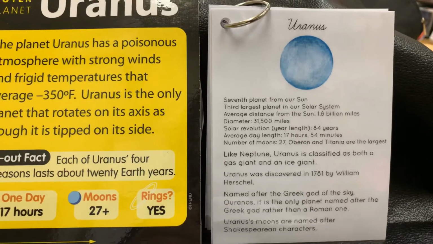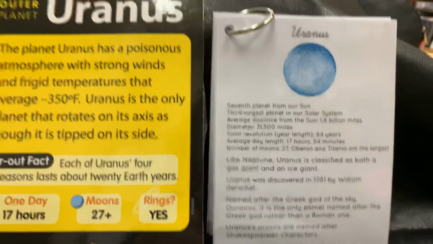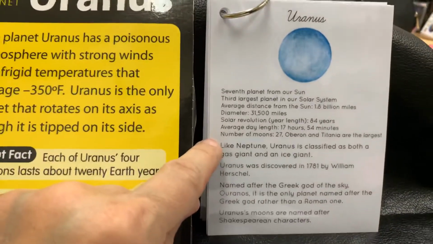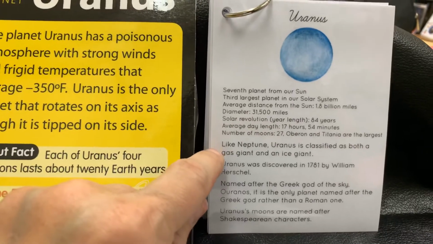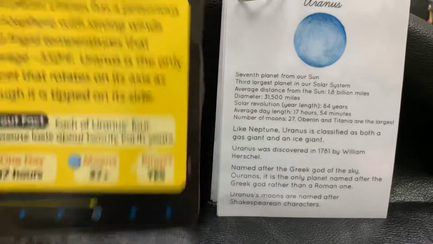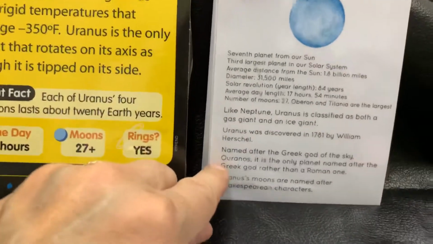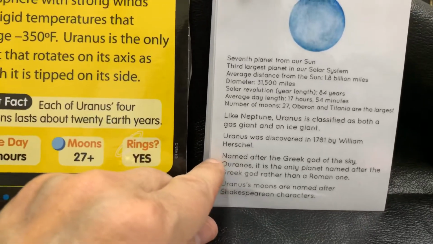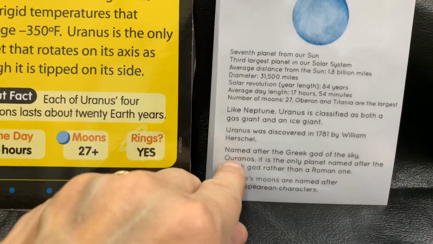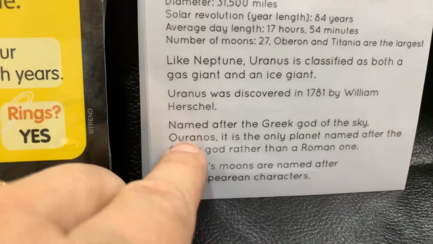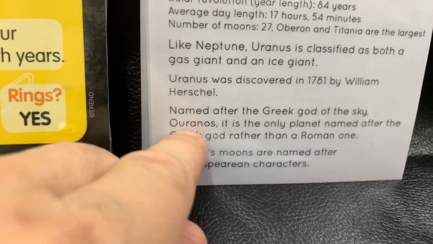Named after the Greek god of the sky. Uranus was, let's see, like Neptune, Uranus is classified as both a gas giant and an ice giant. And it's the only planet named after the Greek god rather than a Roman god. It's named after the Greek god of the sky, Uranus. I'm not quite sure how to pronounce that word. I will have to look it up because I don't speak Greek.